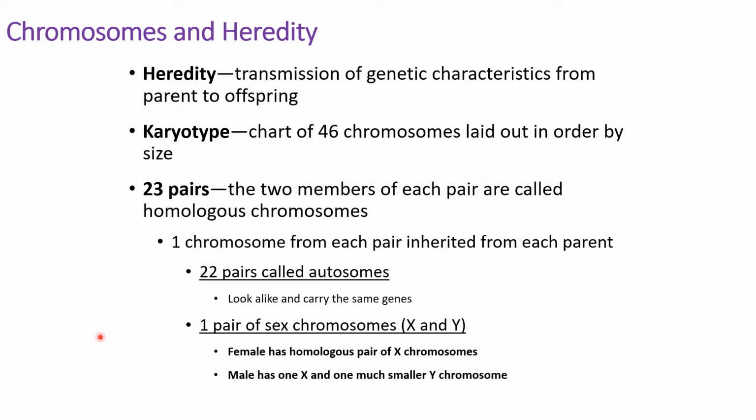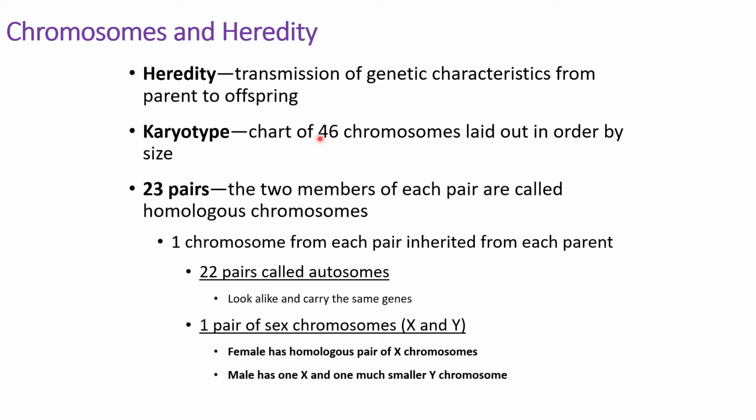All right, we're going to switch gears here a little bit and talk about some basics of heredity. Heredity really is just referring to how we transmit genetic material from parent to offspring. Something called a karyotype is a chart where you can see all 46 chromosomes. On this karyotype, these chromosomes are arranged by size.